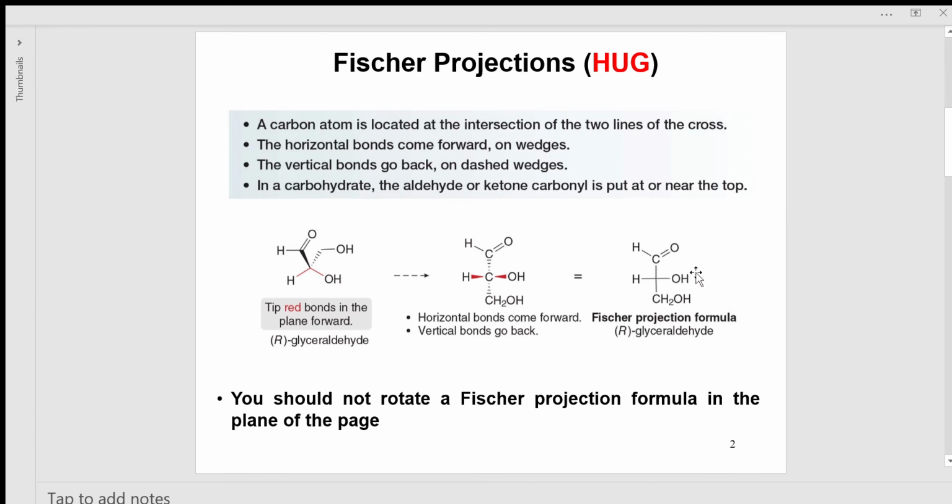So if we have this rule and everybody follows the same rule, all the biochemists follow the same rule, we can simplify the structure, or simplify and draw the structure this way, in a very simple way. Again, all the bonds in the horizontal position are going to be in a wedge position. All the bonds in the vertical position are in the backward position.